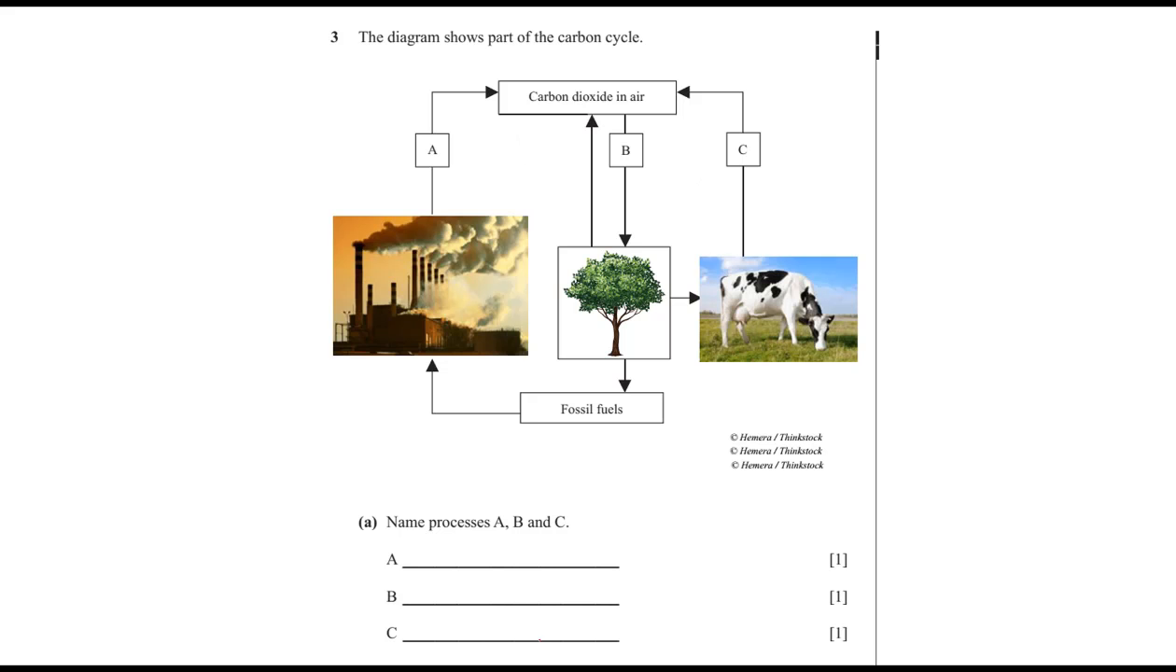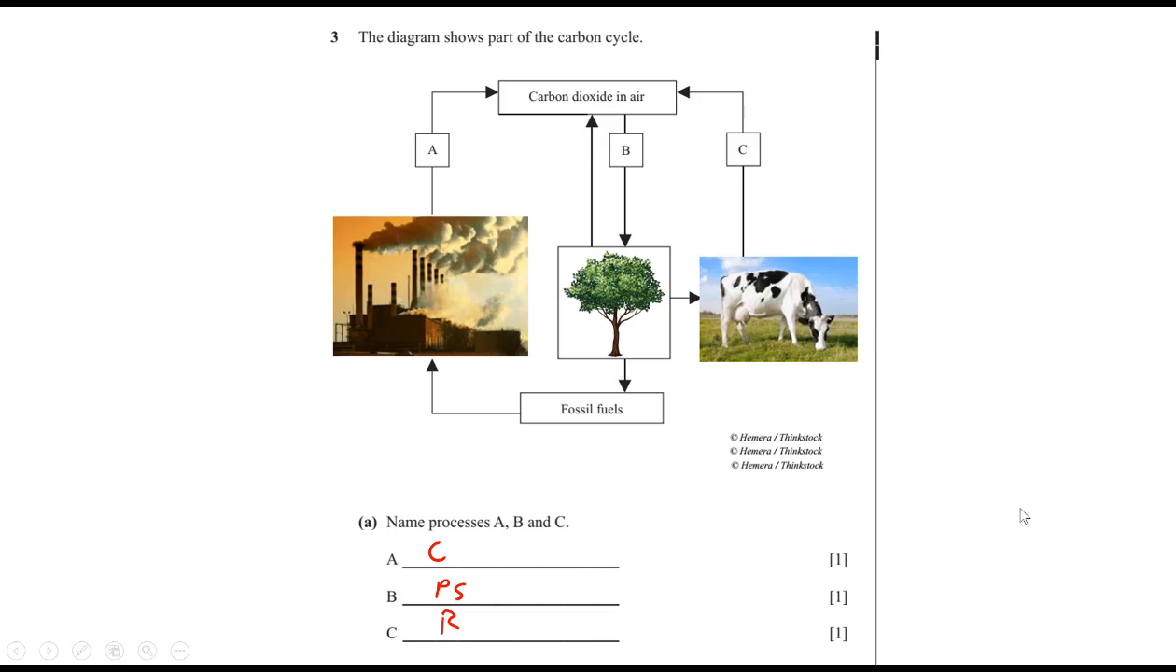Another one here then, name processes A, B and C. So A is combustion, B is photosynthesis, and C is respiration.